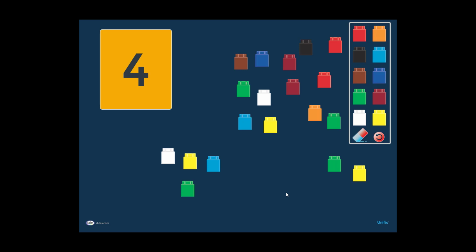What do you have to do? Do you have to remove one? Do you have to put more in? What would you do? Check with your neighbor. Does your neighbor have 4? If they don't have 4, ask them nicely if they can fix it or help them fix it.